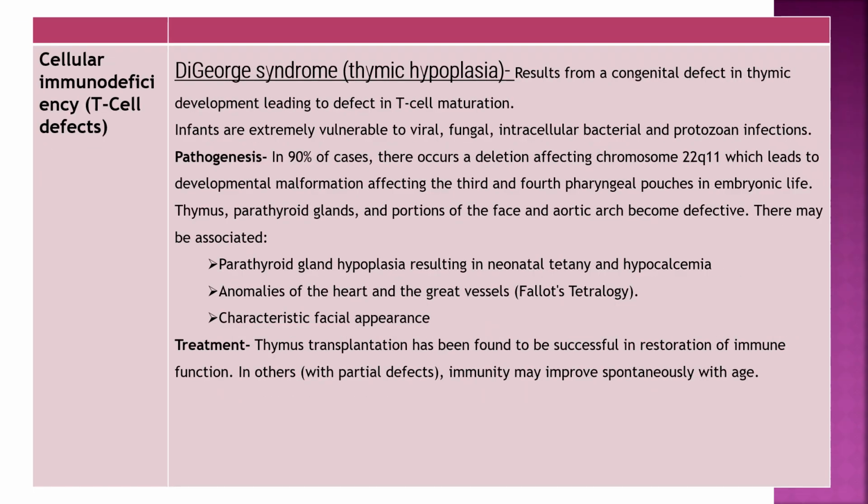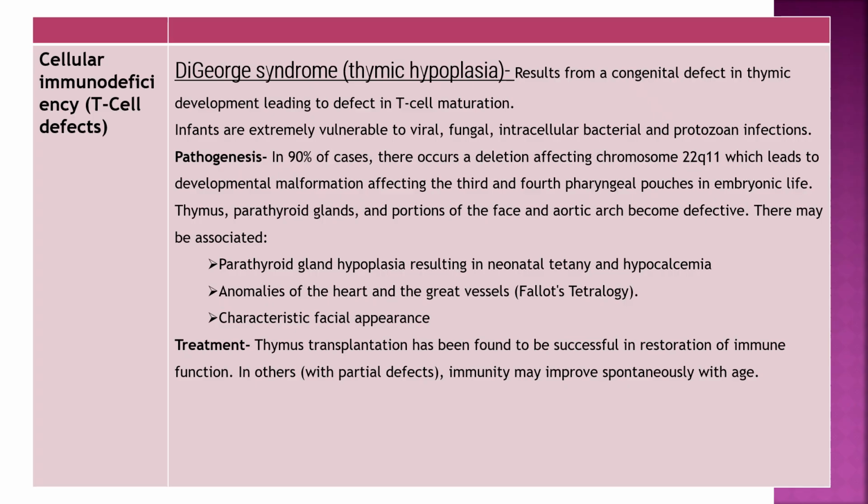Cellular immunodeficiency, T cell defect. Example: DiGeorge syndrome, thymic hypoplasia. It results from a congenital defect in thymic development leading to a defect in T cell maturation. Infants are extremely vulnerable to viral, fungal, intracellular bacterial, and protozoan infections. Pathogenesis: in 90% of cases, there is a deletion affecting chromosome 22q11, which leads to developmental malformation affecting the third and fourth pharyngeal pouches in embryonic life. Thymus, parathyroid glands, and portions of face and aortic arch become defective.